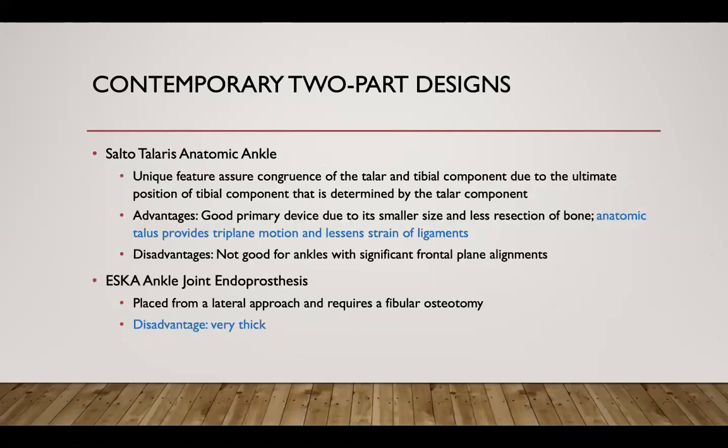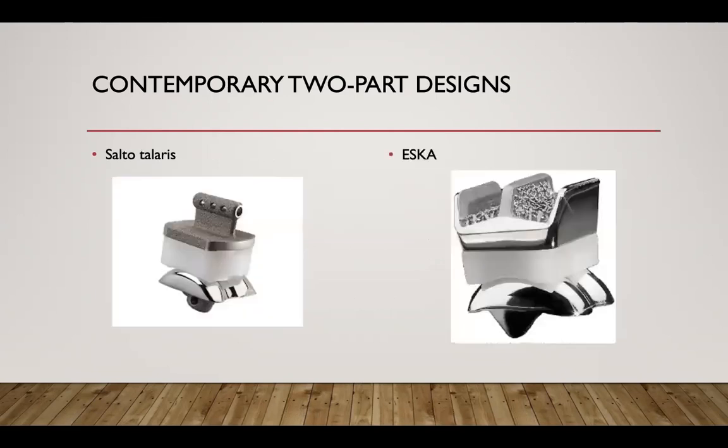Then the Salto Talaris and Anatomic Ankle. And this is nice because you've got this anatomic talus. It's going to provide more of a triplane motion and you have less strain on your ligaments. And they also talked about the ESKA ankle joint, but they said that one was very thick and you really don't see that too often anymore. So the Salto Talaris, ESKA.